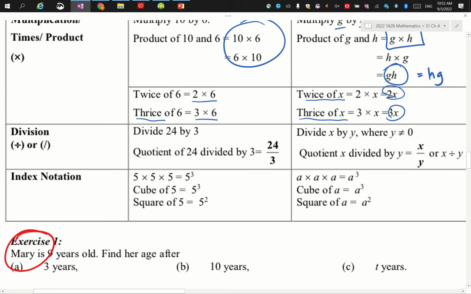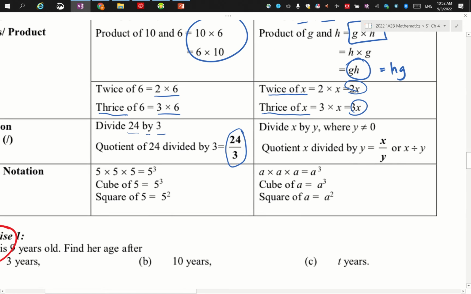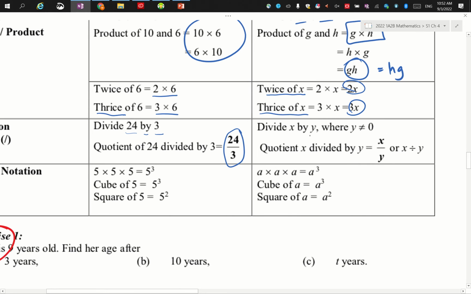Next, we have division. Division, similar to your subtraction, the order matters. If you say divide 24 by 3, we are taking 24 divided by 3. So 24 over 3, we get the answer 8. If we say divide x by y, we are putting x in the numerator and y in the denominator. In primary school, this is what you would write, x divided by y. Typically in secondary school, we don't use the division sign anymore, we use fractions.